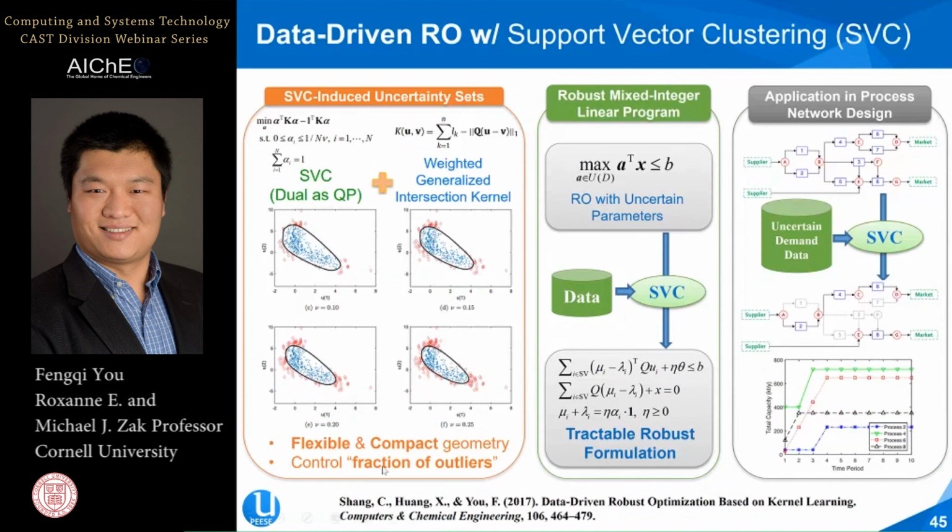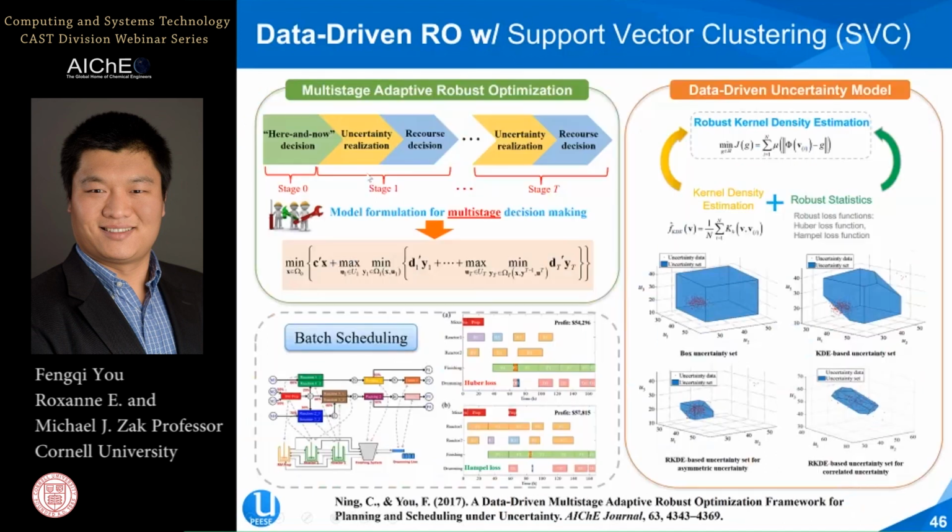This paper was published by postdoc Dr. Chao Shang, titled data-driven robust optimization based on kernel learning, and published in Computers and Chemical Engineering recently. Another direction, of course, is that we have extended this approach to multi-stage adaptive robust optimization. We talked about two-stage, but now we can look into multiple stages. The decision is made now, and uncertainty is realized in stage 1, and then we have a recourse action in stage 1, then we make a decision again, get uncertainty again, and recourse again. We keep moving forward until stage T.